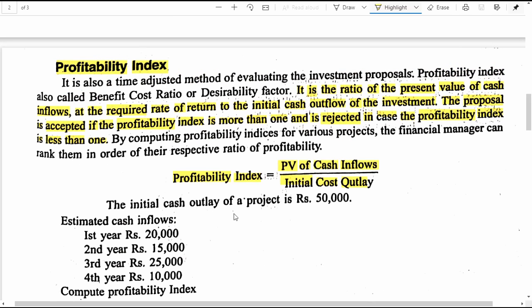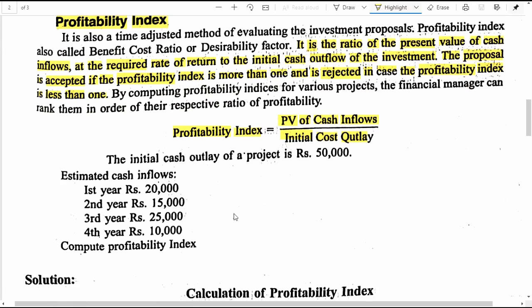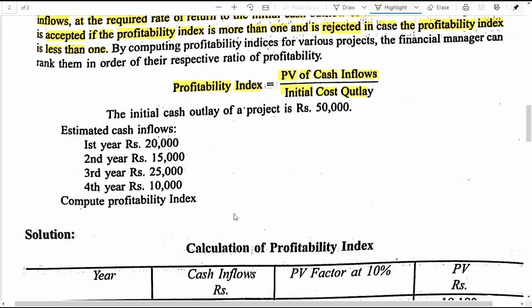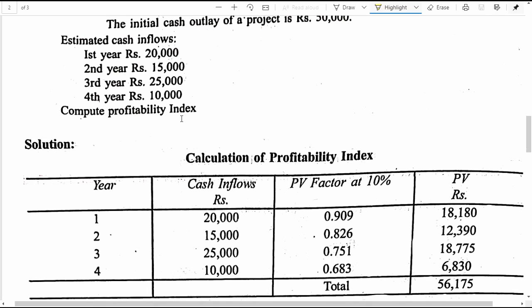Let's get into a problem. The initial cash outlay of a project is 50,000 rupees. Estimated cash inflows for 4 years from the project are 20,000 rupees for the first year, 15,000 rupees for the second year, 25,000 rupees for the third year, and 10,000 rupees for the fourth year. So, to calculate profitability index, we are going to make use of the cash inflows and cash outflow of the project. Compute profitability index.